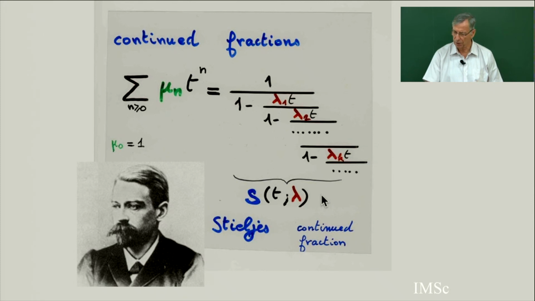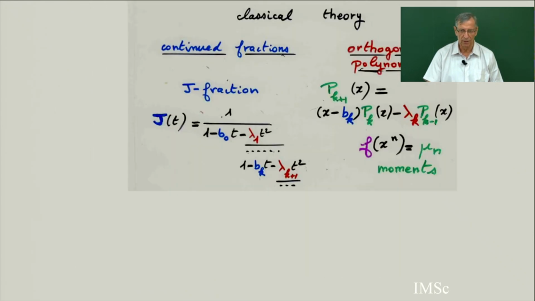So the Stieltjes continued fraction is going to be related to Dyck paths. So what is the relationship between orthogonal polynomials and this Jacobi or Stieltjes continued fraction? This is classical theory, before doing any combinatorics. Here you have the orthogonal polynomials with the three-term recurrence relation, with the orthogonality with moments. Here you have your Jacobi continued fraction. What is the relation between the two?